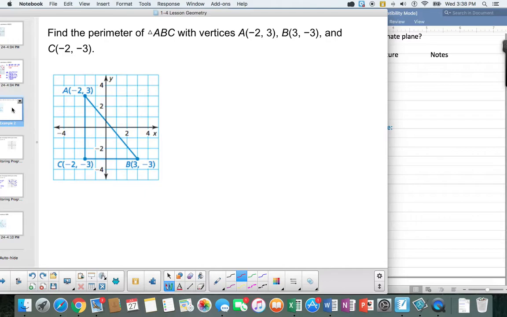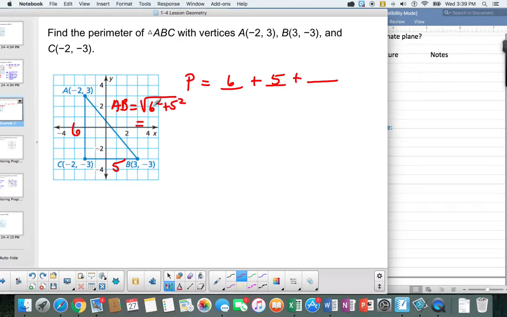Find the perimeter of triangle ABC with these vertices. So we'd like to find the perimeter, which means we've got to find 3 sides. So we know that this length right here is 6, and we know that this length right here is 5. And to figure out this length, since it's already in a right triangle, I'm just going to use the Pythagorean theorem. So AB will be equal to the square root of 6 squared plus 5 squared.